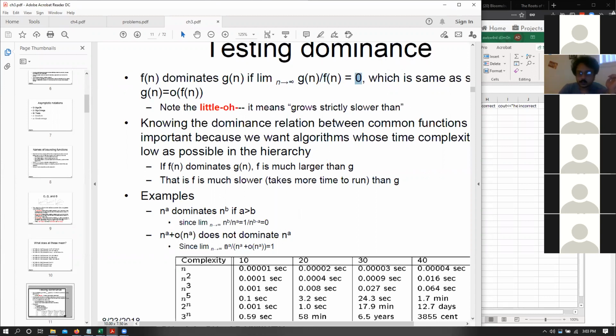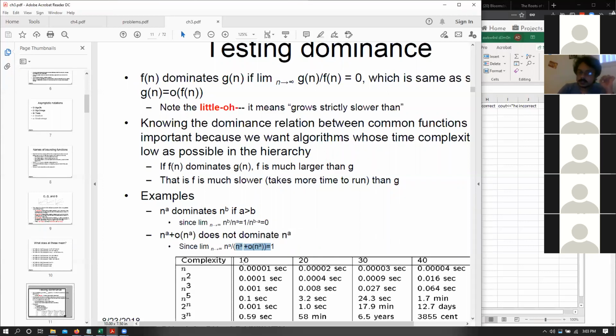But in this particular situation, n to the A is our function that we are trying to approximate, and n to the power of A plus little o of n to the A is the function that we said is the approximation of this thing.